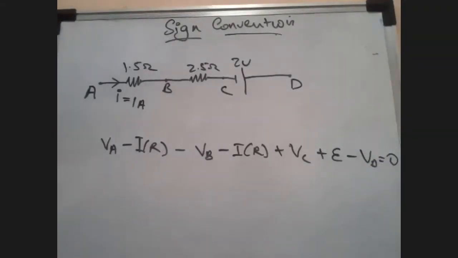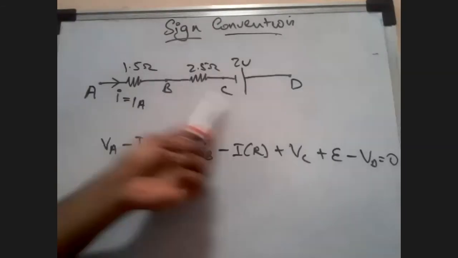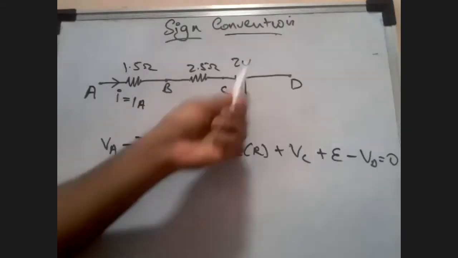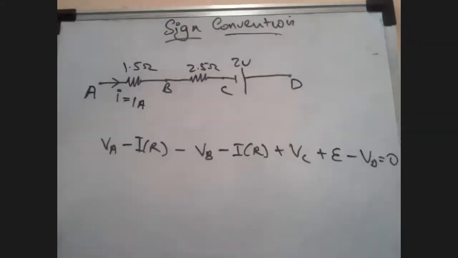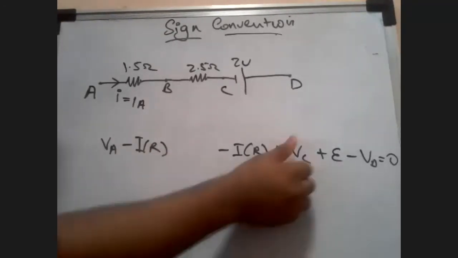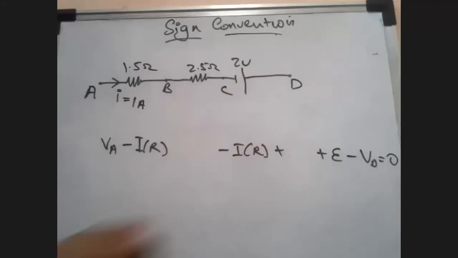Sir, B and D will not come. Listen to me. You don't need to take B and C into consideration if there is nothing given to you. If they have told you nothing about the potential across it, or anything they have not written, don't take anything across it. You forget this minus VB and you forget this VC. So just treat it as a normal circuit.